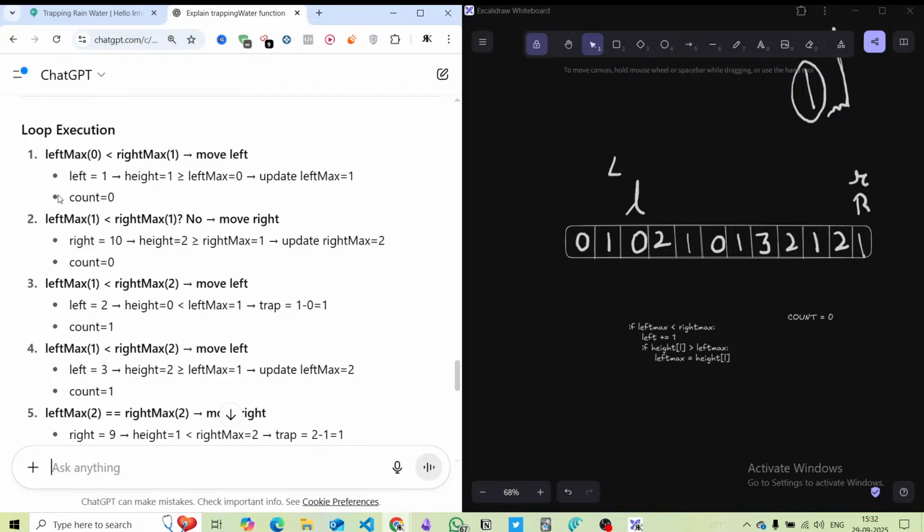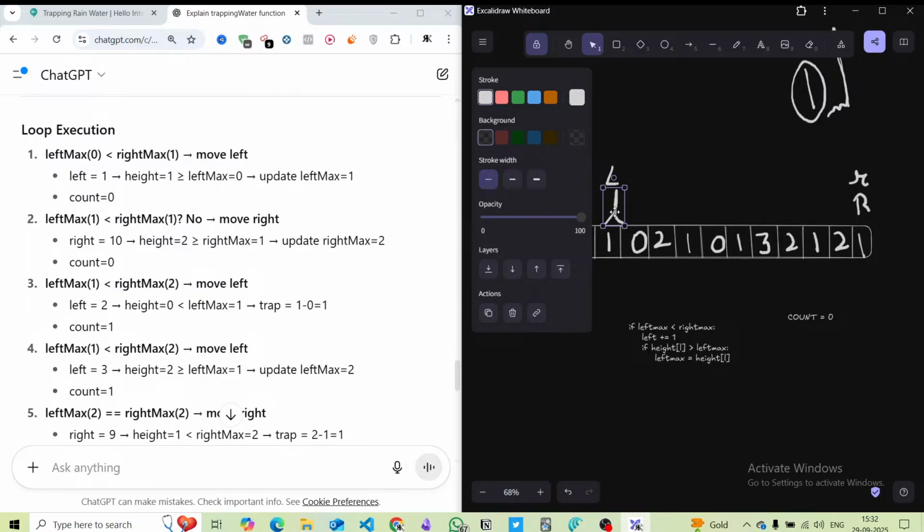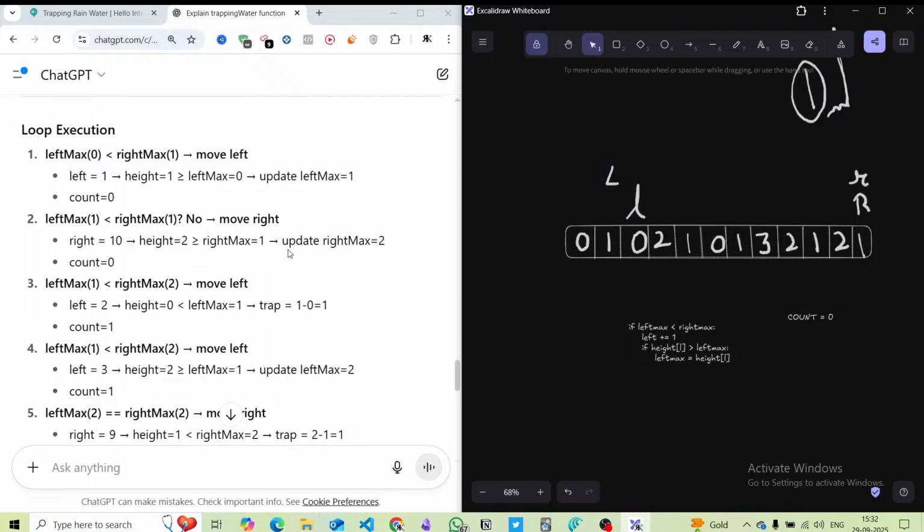Okay. So right now we are at, the left max is at 1, and then the right max is at the last index. Okay. So here we just make sure whether the left max is less than right max. No. So we just need to move the L pointer right. So here it will be there. And then next, right is equal to 10. 0, 1, 2, 3, 4, 5, 6, 7, 8.